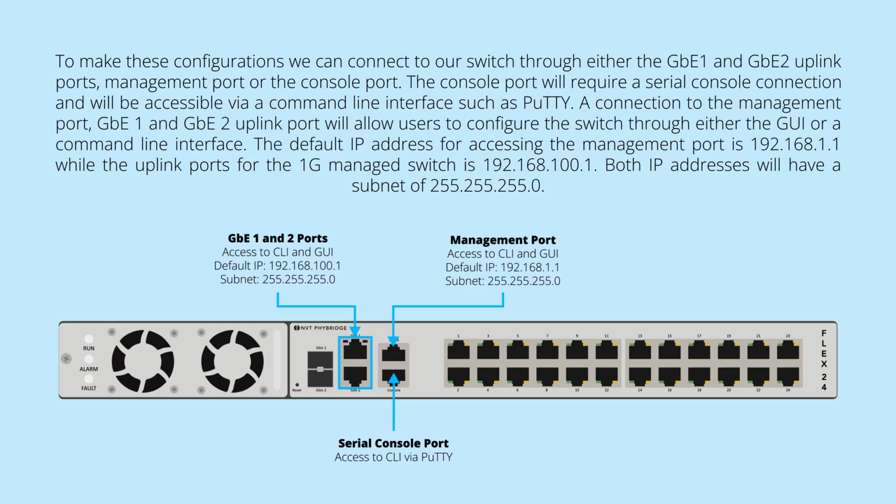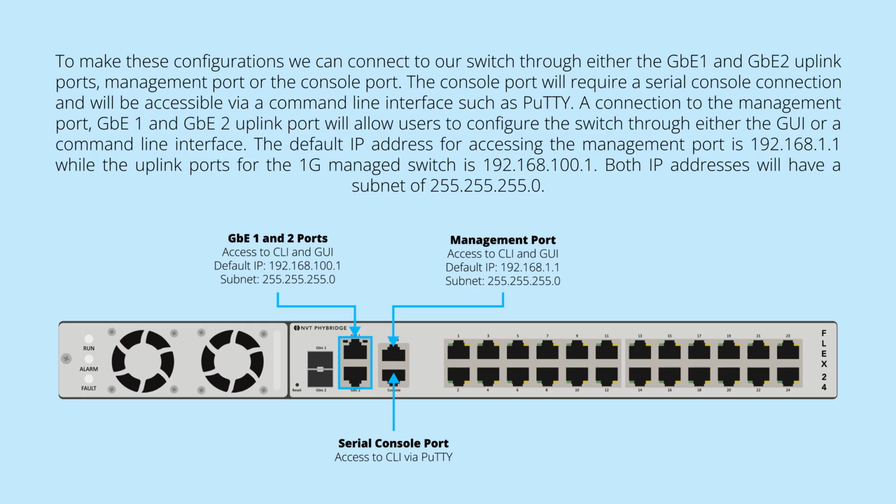The default IP address for accessing the management port is 192.168.1.1, while the uplink ports for the 1G managed switch is 192.168.100.1. Both IP addresses will have a subnet mask of 255.255.255.0.